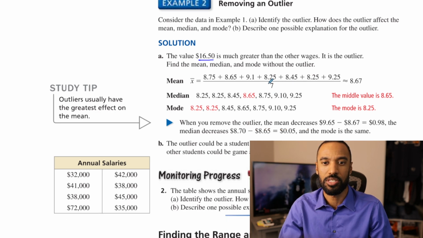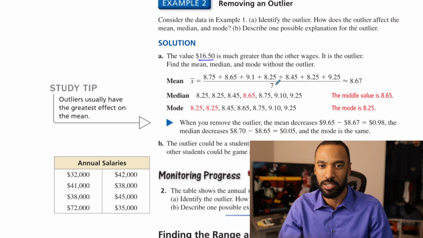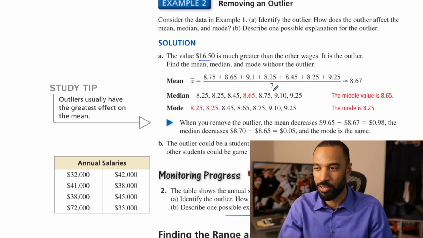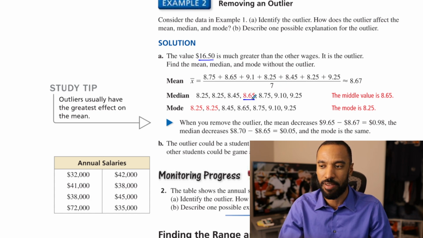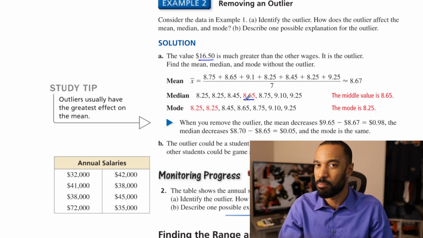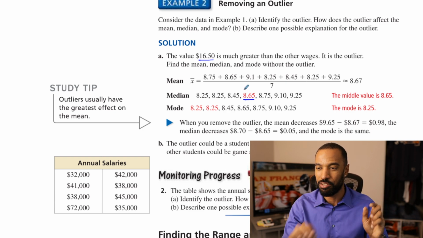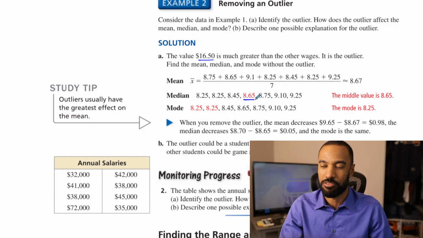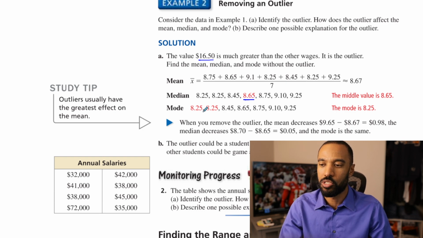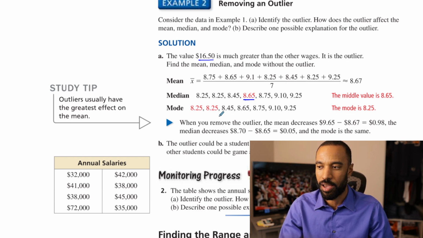And I like that they do these examples because now we get to see the mean in a different light. We divide by 7 terms rather than 8. The median now has a middle value. It is the 4th value. Yes, the middle value from 1 to 7 is indeed 4. And it's $8.65, a single number. And the mode still happens to be $8.25.